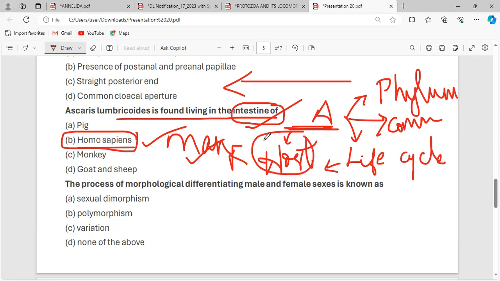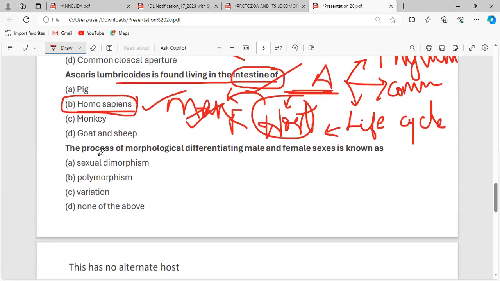In case of a host, what is the name of the host? If it is a man, what is the target area they are going to inhabit, where they sexually mature? That area is very, very important. Clear? Now, the process of morphologically differentiating male and female sexes is known as... very good, intestine.